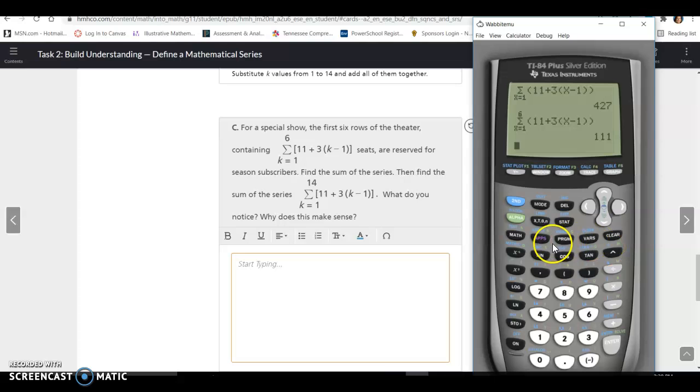Let's do the sum, and let's do x. Let's do from 7 to 14. That's the remainder of the rows. And then the first 6 and the remainder should add up to be the total number of seats. So we're going to do 11 plus 3, same formula or same equation.